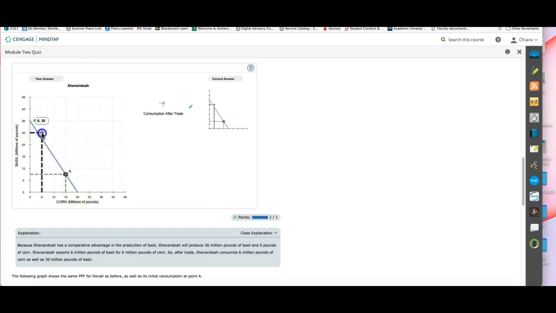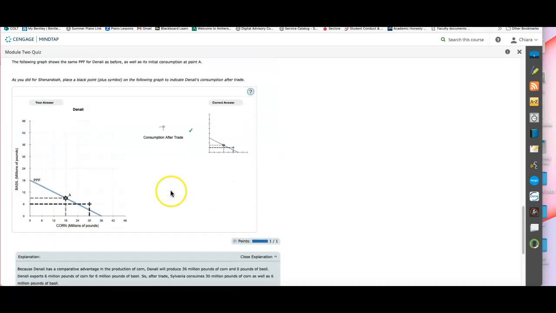And if you can see, it is a point that is above the production possibility frontier. So the mere fact that it's above here means that the resources available to reach that point are not more than what Shenandoah has available, and therefore it needs to trade to reach a point outside of the production possibility frontier, no matter where this point is. It is above. So don't get confused because it looks like they're getting less corn, because the extra basil they're getting is compensating for it, basically.